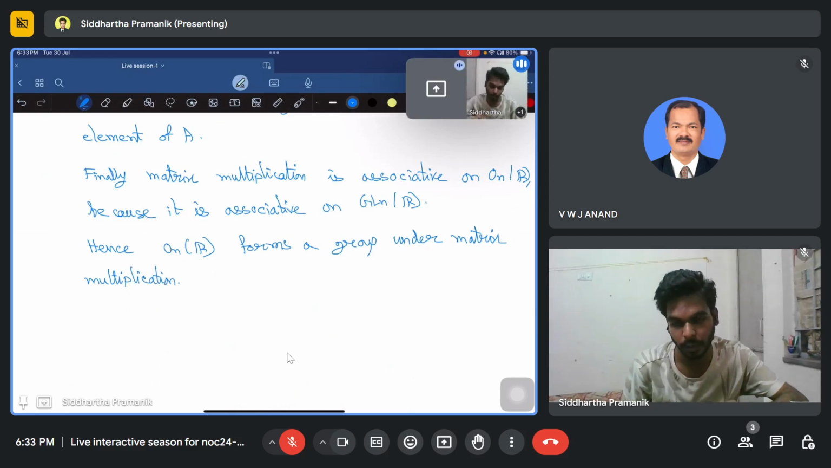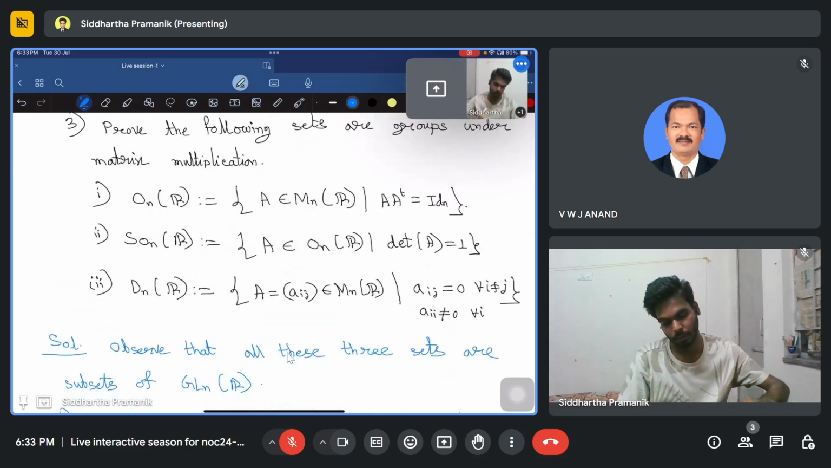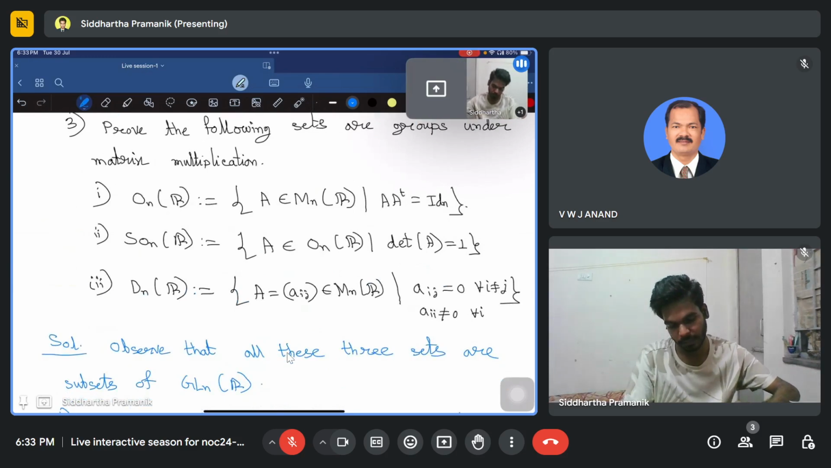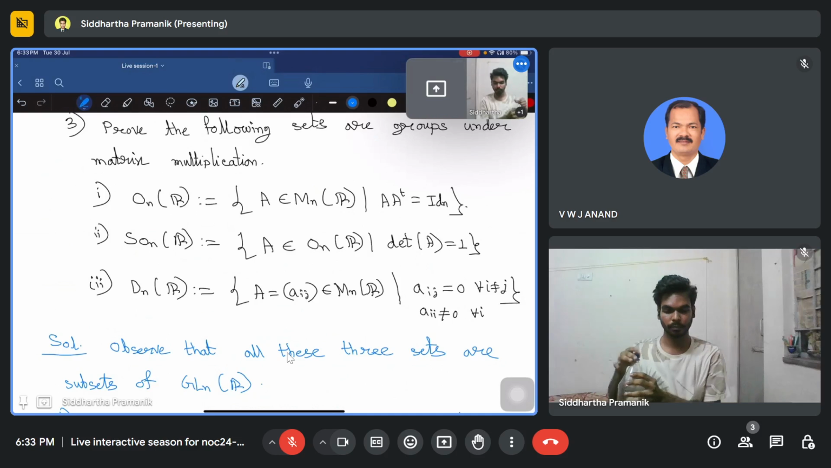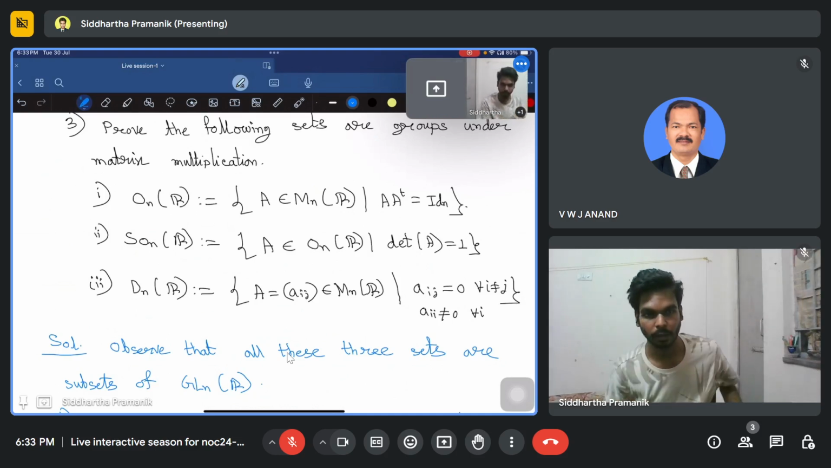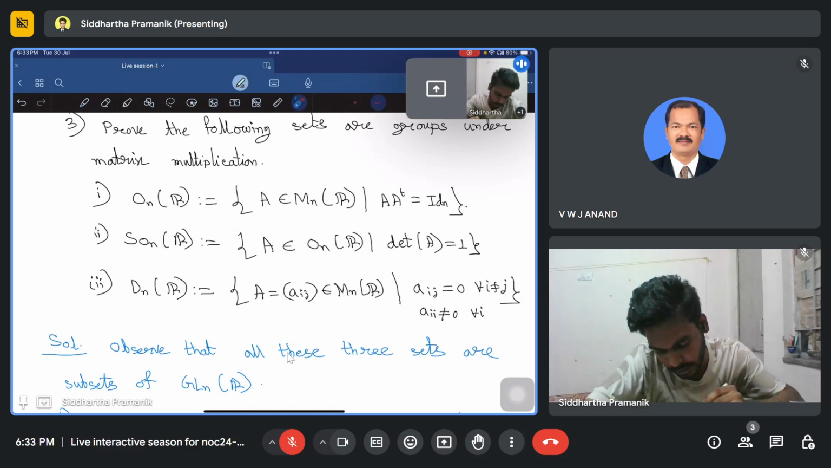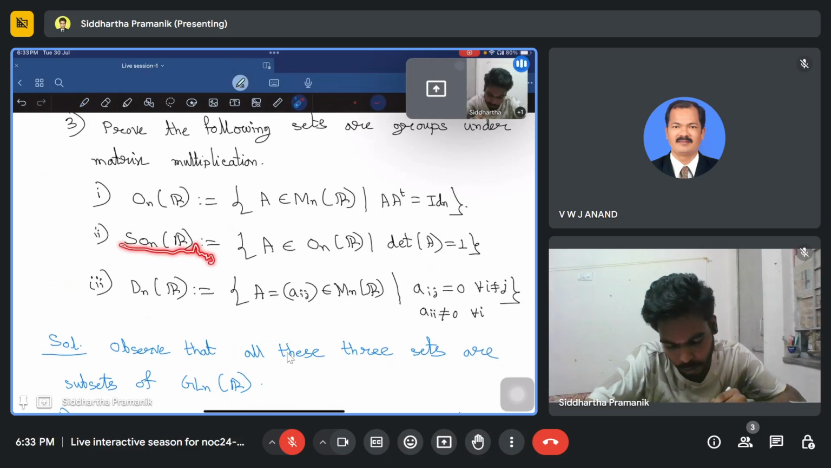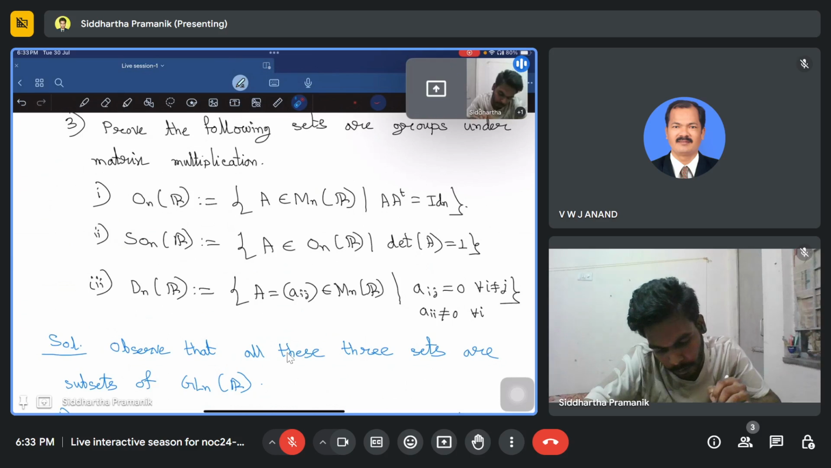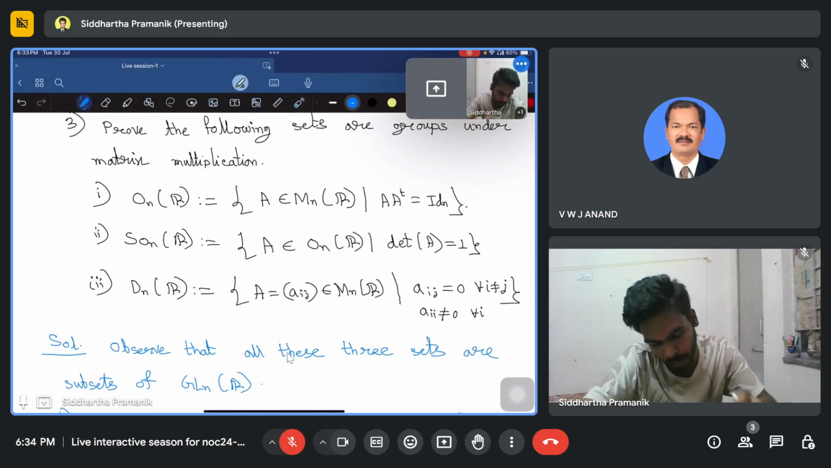Okay, I hope the proof is clear. Okay, so for the second one, we need to prove this set SO(n, R), and this is a subset of O(n, R), right? This is also a group. So here we have one more property, and that is the determinant of every matrix should be 1. Okay, so let's do it.